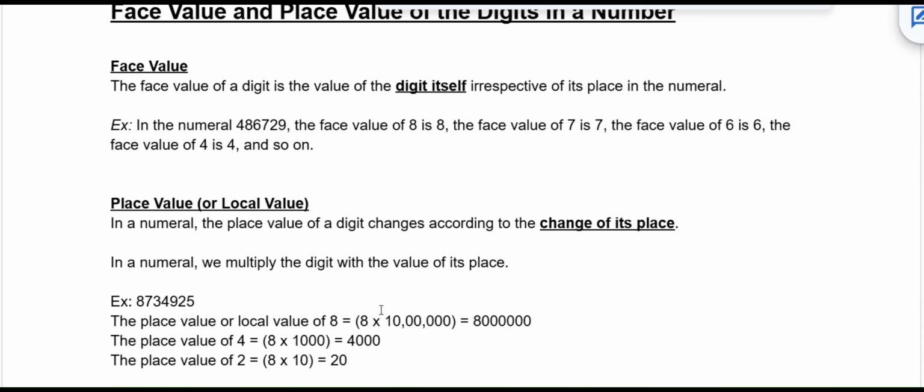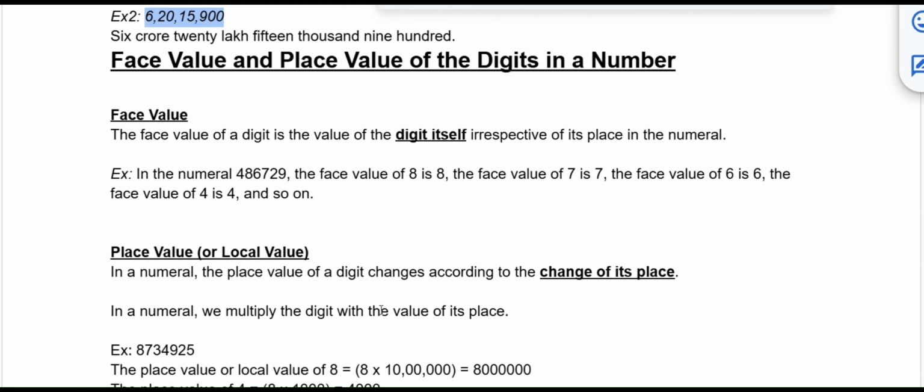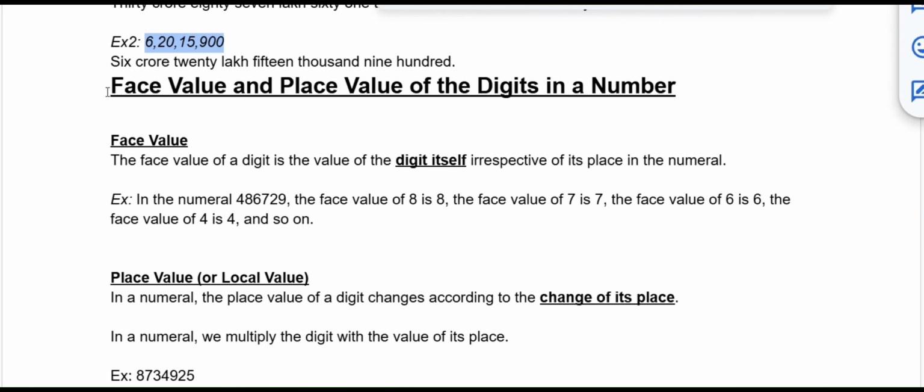Now let's see what is face value and place value of a digit in a number. Generally by seeing the name face value we can understand it is its own value, nothing but the digit itself. If you take this example, the face value of any digit in this particular numeral is itself. So the face value of 8 is 8, the face value of 7 is 7, and so on.